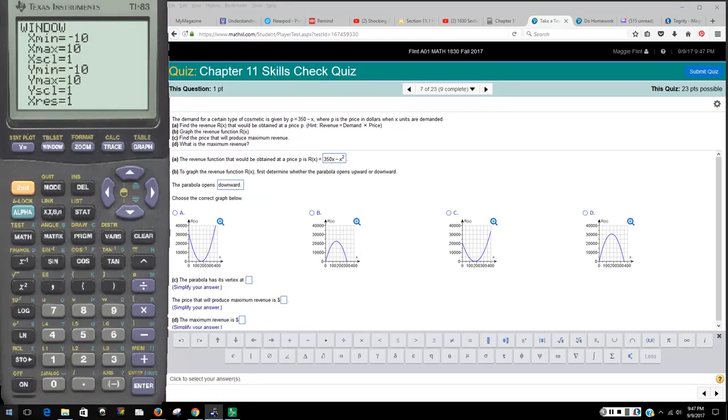Go to your window and set it up from 0 to, it looks like all of theirs go to about 400, so we're going to go to 400. And you can let that be in increments of 50 or 25 or whatever you want. The X scale value doesn't matter much. And their minimum Y value is also 0. And they go up to 40,000.